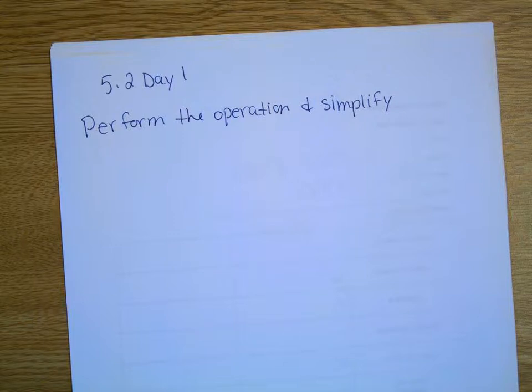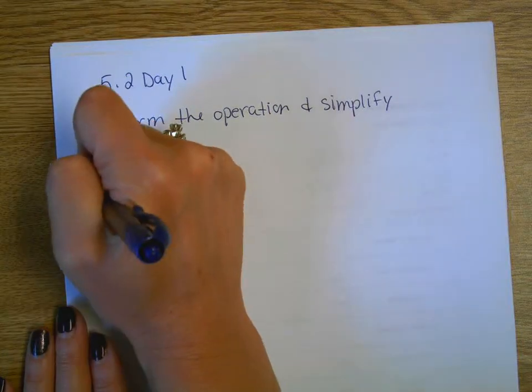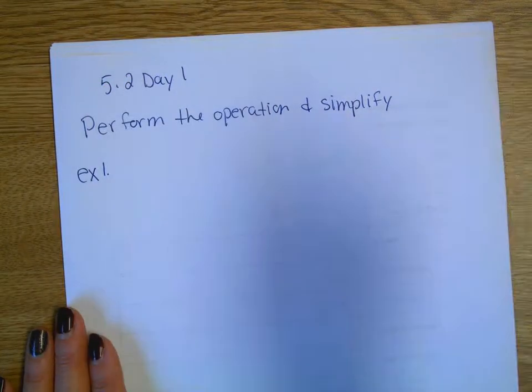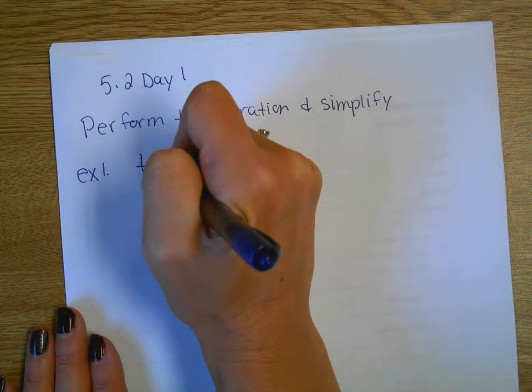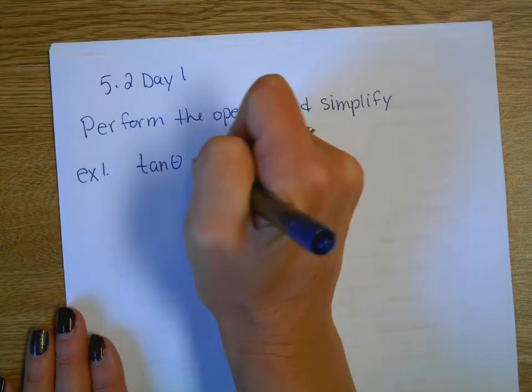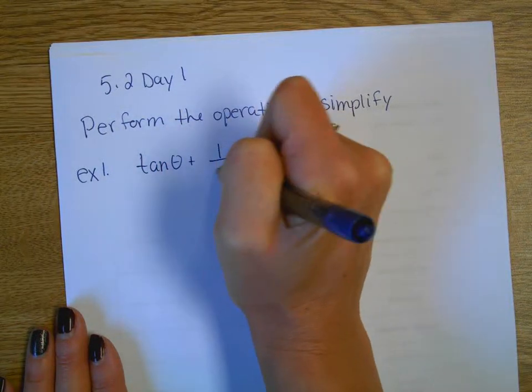We're going to perform the operation and simplify. So there's lots of algebra practice in this, and then the trig comes into play at the end. So our first example, I would like you to take tangent and add it to 1 over tangent.